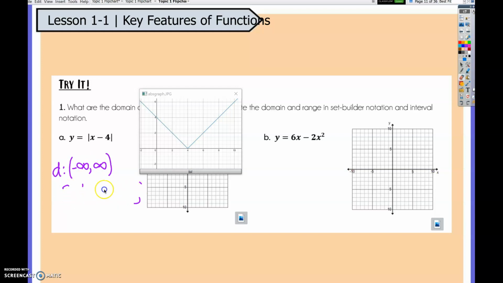Now, to give us our set notation, we can use our inequalities, but we're going to use something a little bit easier. We'll say x is all real numbers.